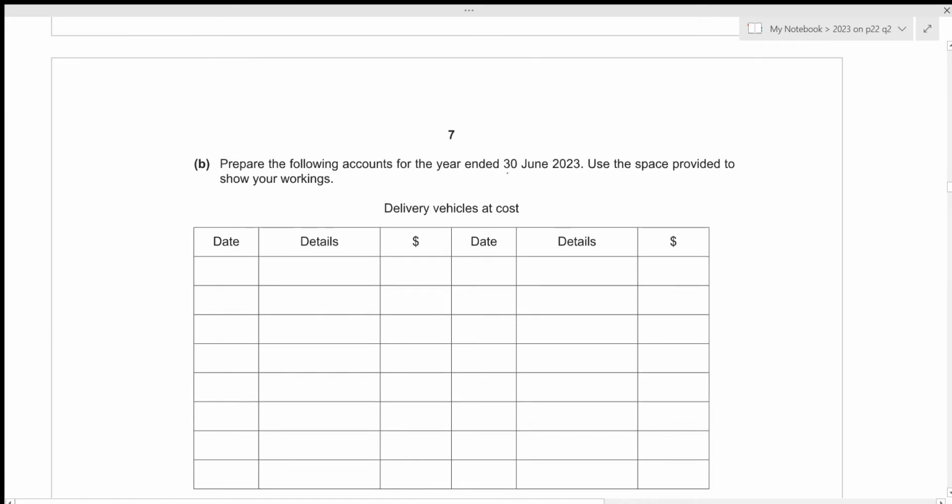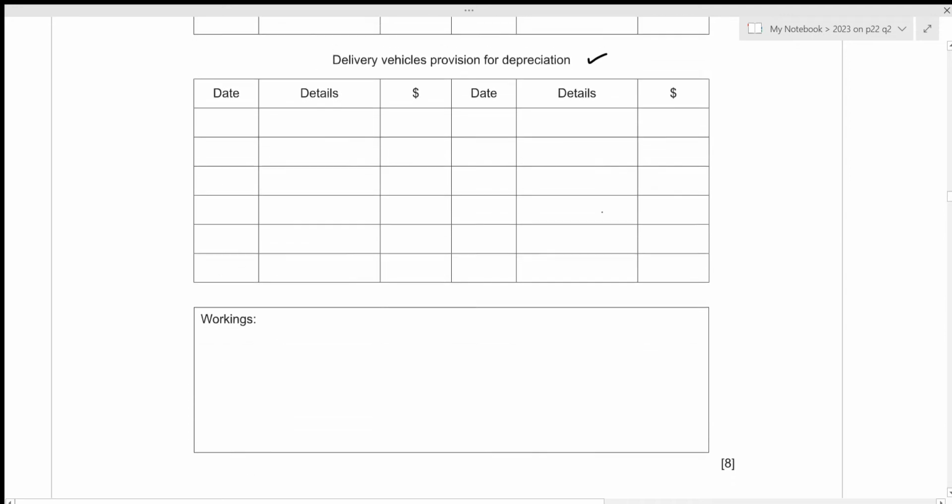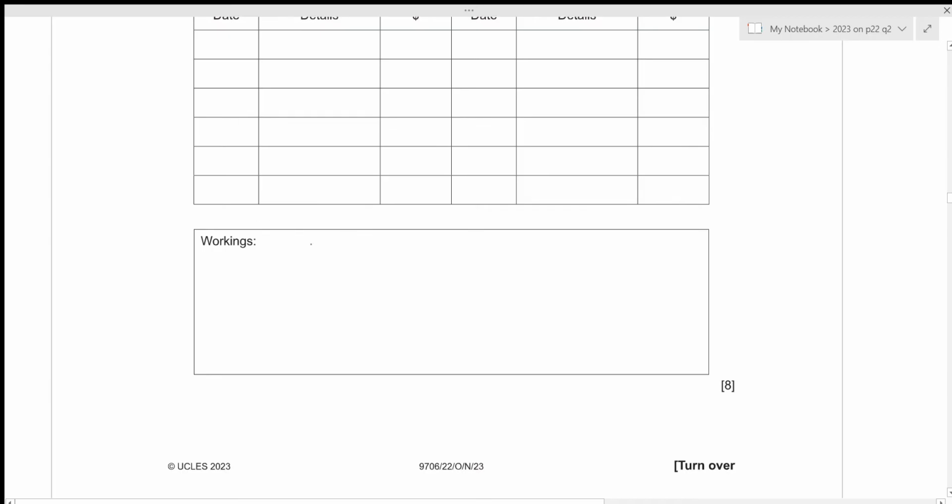We need to prepare the following accounts for the year ended 30 June 2023. We need to use the space provided to show our workings. We need to prepare the delivery vehicles at cost account and delivery vehicles provision for depreciation. Okay, I think the best way to do this would be to create a timeline.